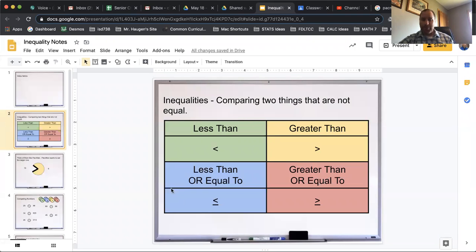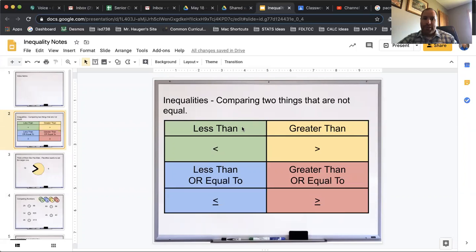So I'm going to go through some of those notes with you just so we make sure we have that down. Again, this is stuff that maybe you've seen before, but if you haven't, we want to make sure we go over that stuff. So inequalities, right? An inequality is comparing two things, usually numbers, that are not equal. So there are a few different inequalities. We're going to go over four different ones today: less than, greater than, less than or equal to, and greater than or equal to.